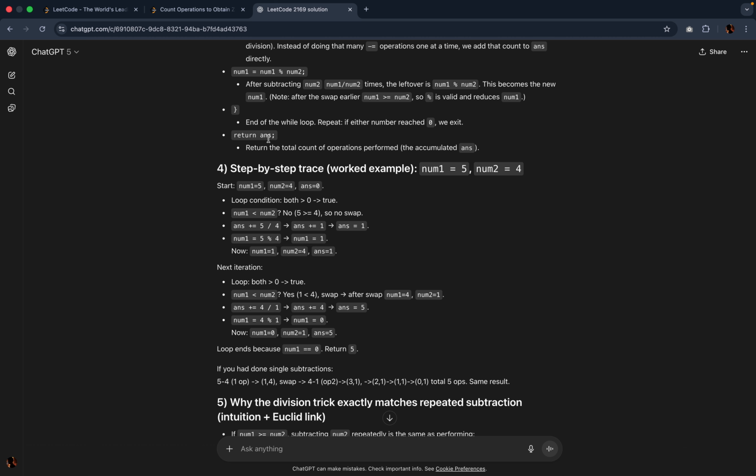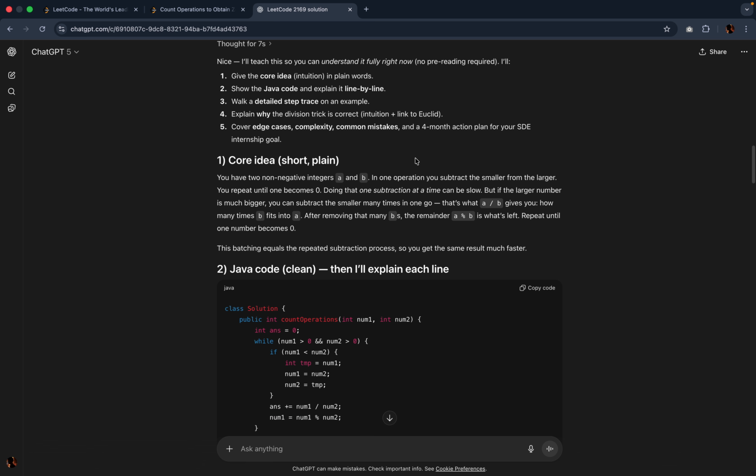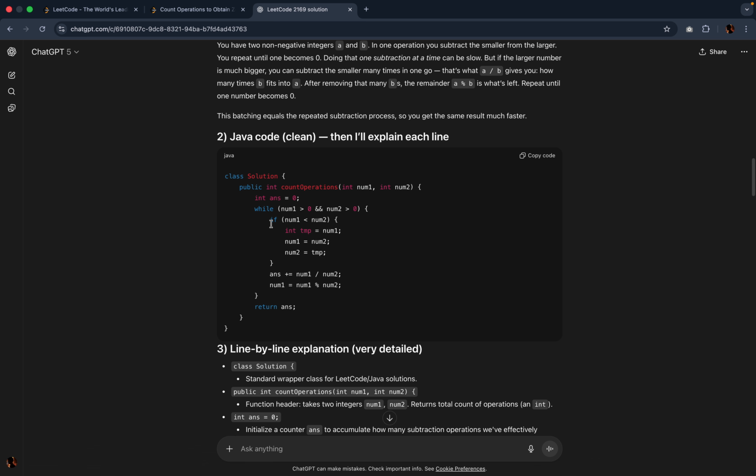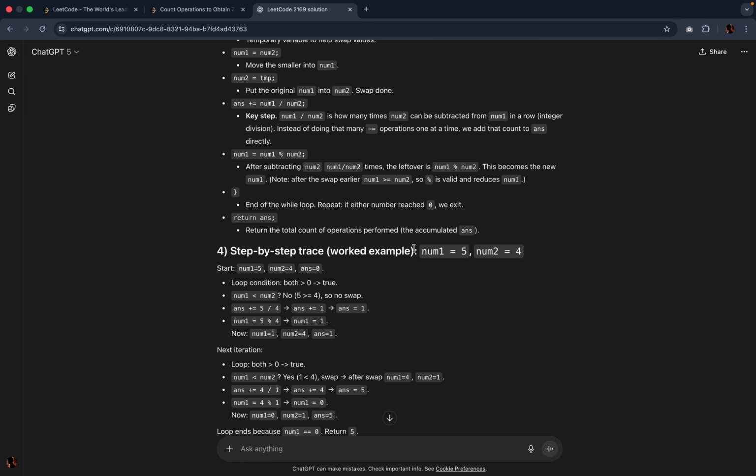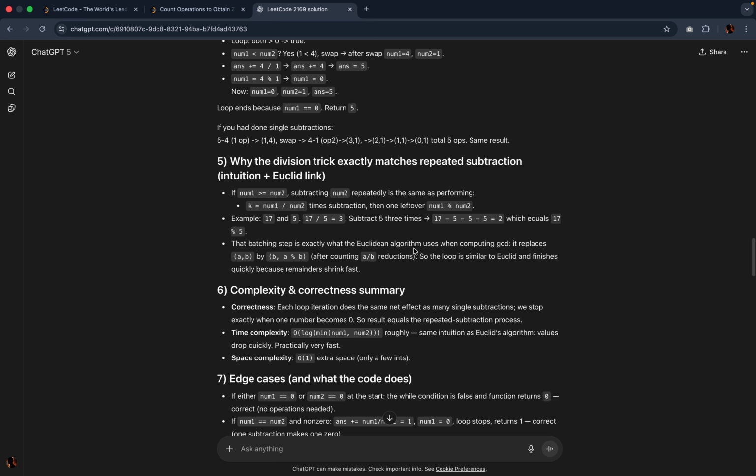And return ans returns the total count of operations performed, because in the beginning we initialized ans, the total count of operations, as 0. So after that it will return the final answer. So it is giving the time complexity and correctness and everything.